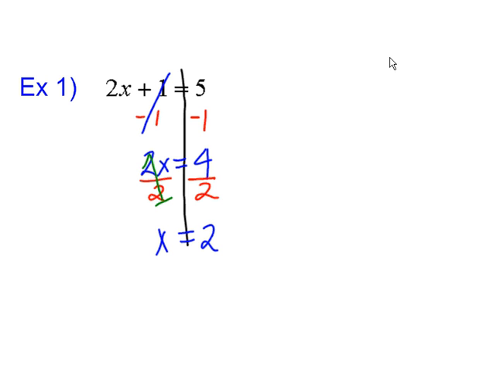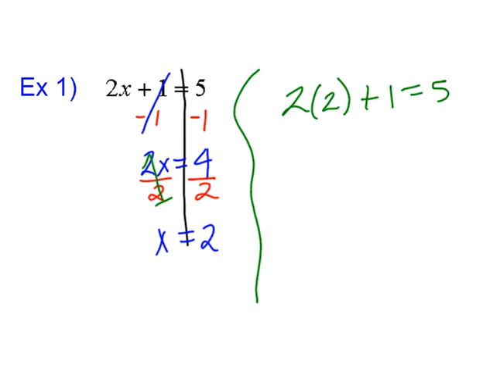Now we know we have to check all the time. We can't just decide that this is the right answer. We have to check our solution. So we'll do that. We'll rewrite exactly what we see: 2, instead of x though, I'm going to put in another 2, plus 1 equals 5.